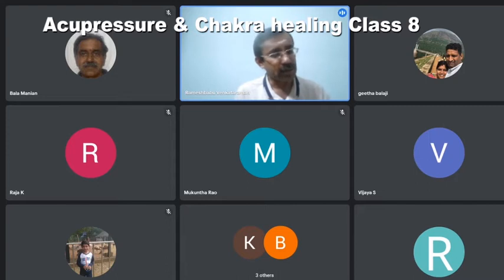Okay, so let's start with the spleen points. Today we are going to talk about the spleen points. So note down the points. SP1 is the wood point. SP2 is the fire point. SP3 is the earth point. And SP4 is the loop connecting point.